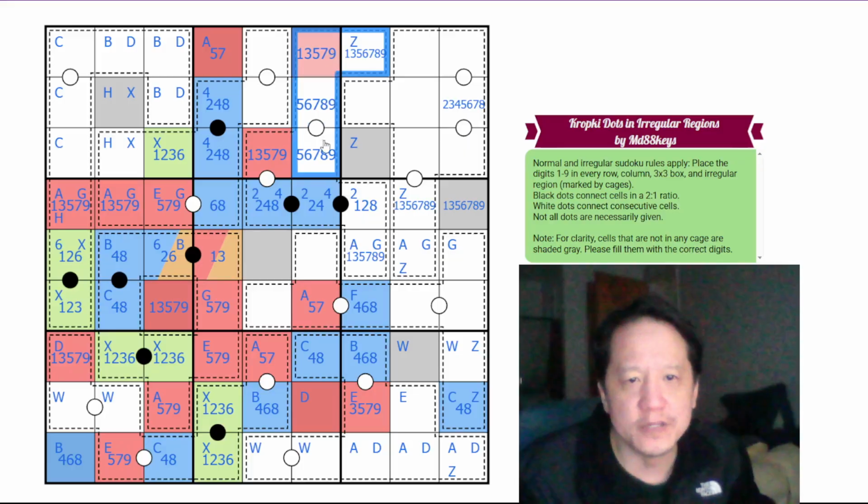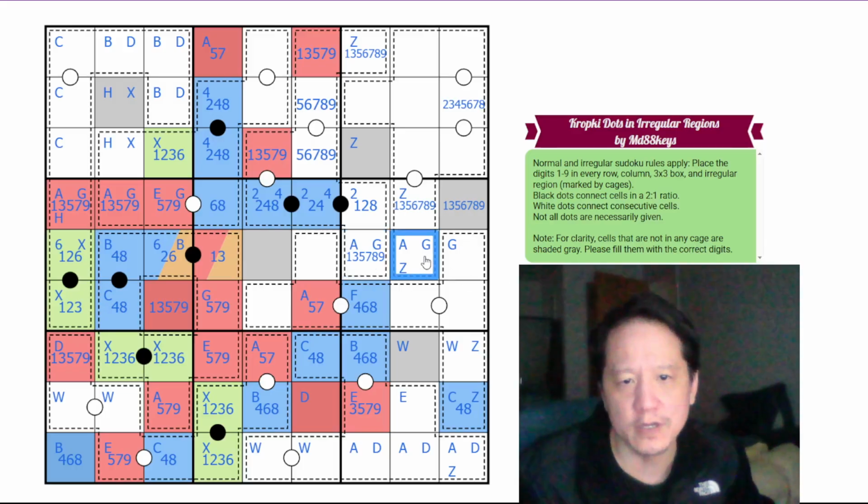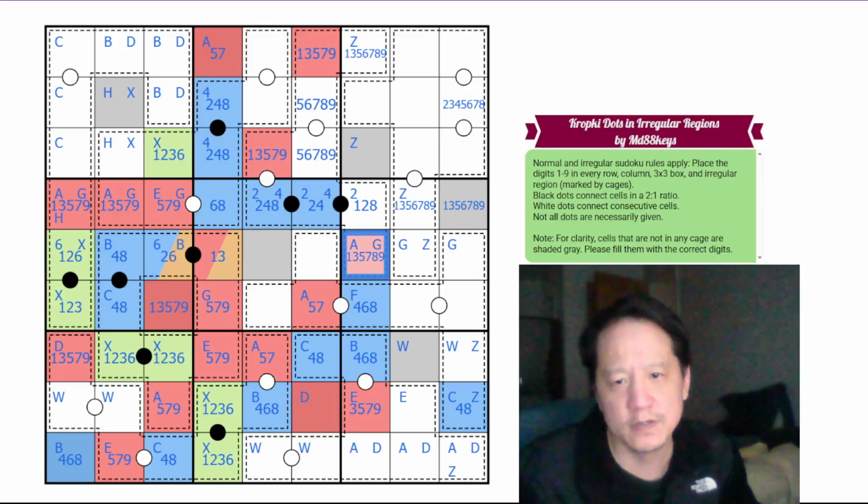Where is A in this cage here? Cannot be here because one of these two is A. Can't be any of these because A sees them all here. So therefore this must be A here, which means this cannot be A. So this is odd and is A, and it's 5 or 7.